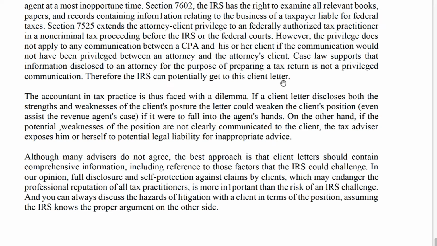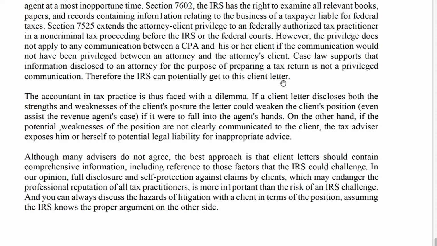So while some advisors disagree with me, I think the best approach, what would you rather do? Would you rather potentially give the IRS the argument, or would you rather face liability? Again, the biggest thing, in my opinion here, is going to be risk mitigation. So I think the best approach is to put the information in there.